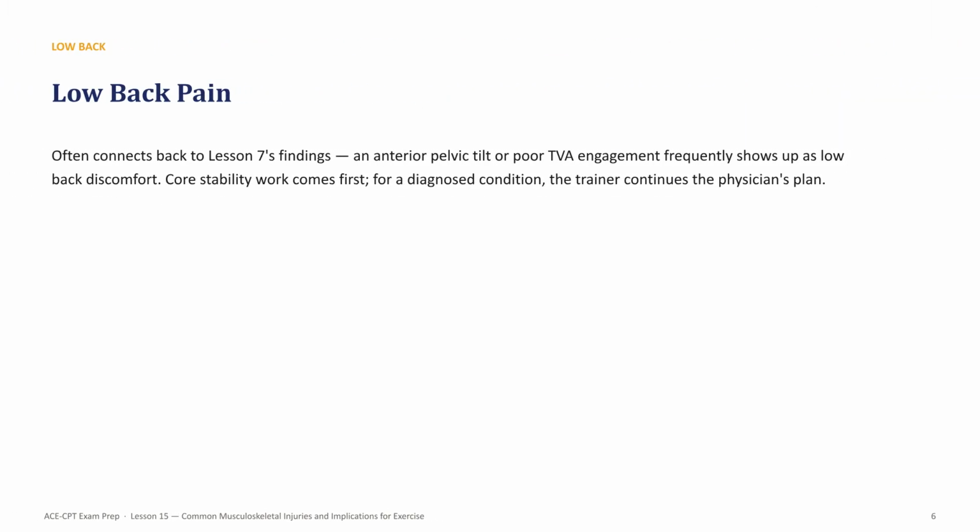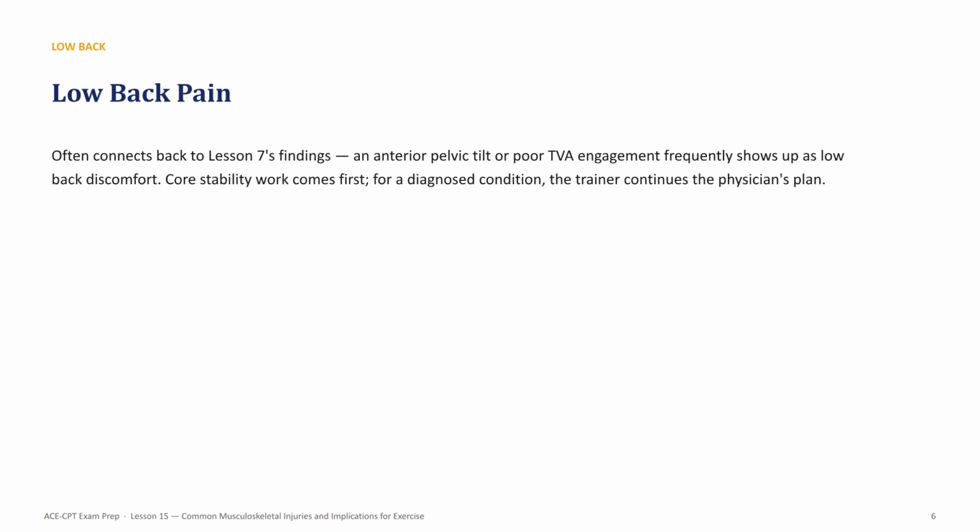Now let's talk about low back pain, which connects directly back to something we covered earlier in this series. Remember lesson 7? An anterior pelvic tilt, or poor engagement of the transverse abdominis, frequently shows up later as low back discomfort. These postural and stability issues don't stay isolated. They travel, and the low back often absorbs the consequences.